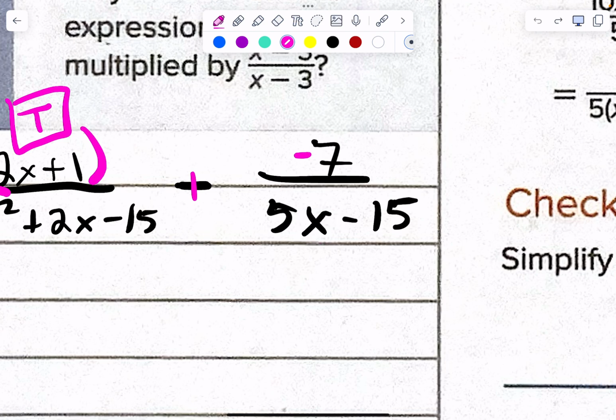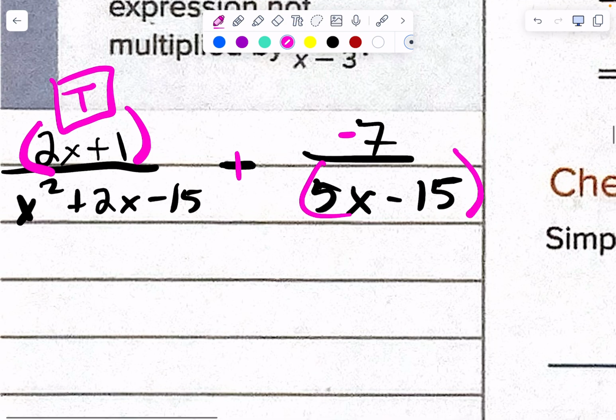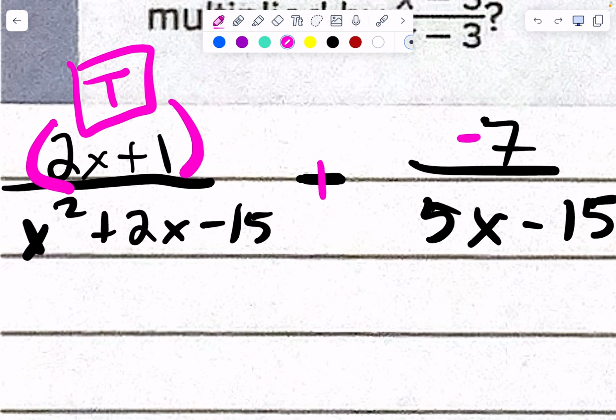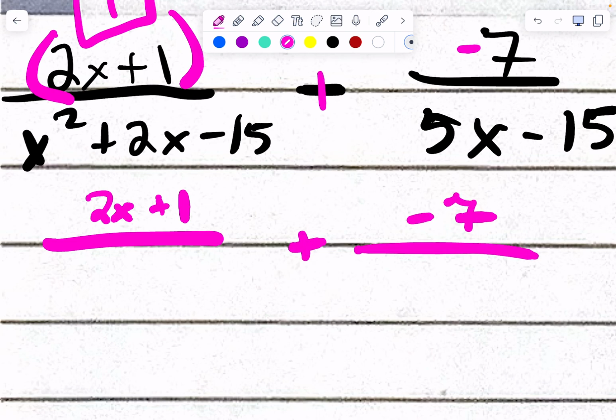It would have to be this whole piece cancels. Okay, so trapped and not trapped: this stuff is trapped together. Like this is one whole chunk, this is one whole chunk. So when we have whole chunks, we break them down. We try our very best to break them down. 2x plus 1 will not break down. There's nothing I can pull out. It's not a simple trinomial or a difference of squares. Same thing with negative 7. There's nothing I can do to the top of that.